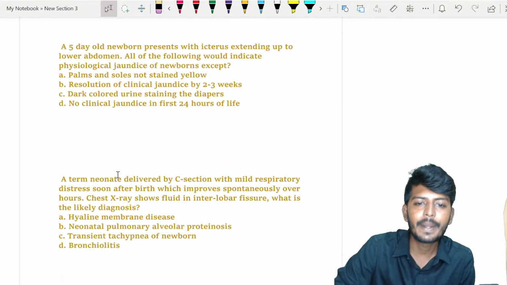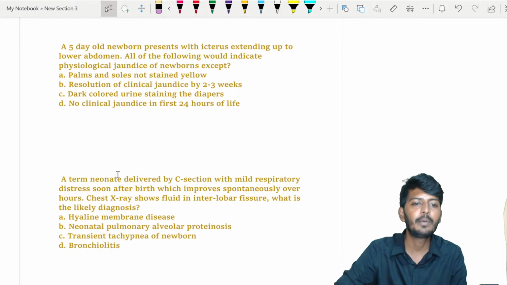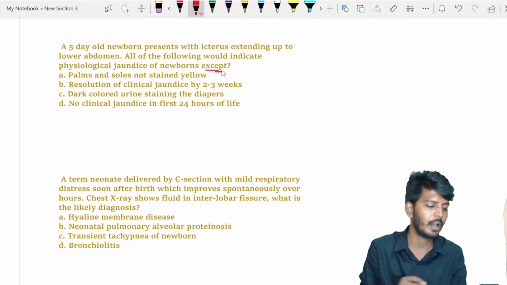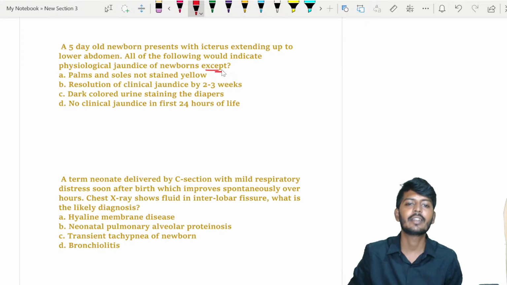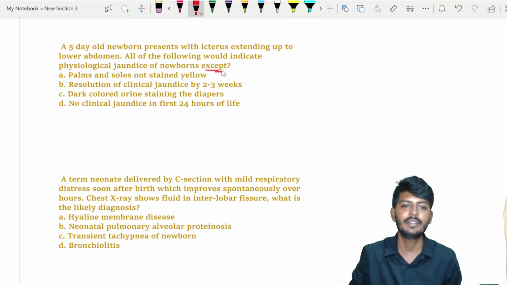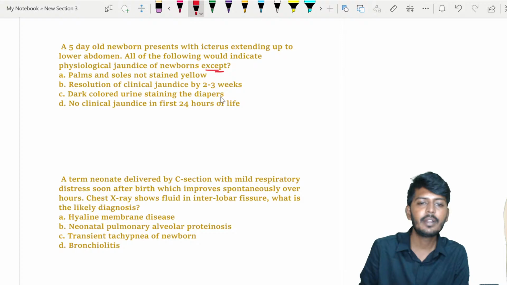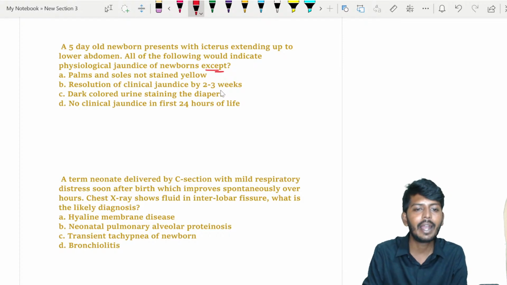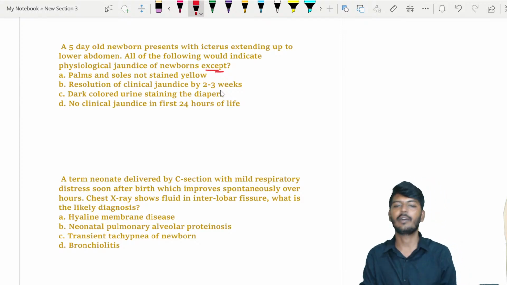A newborn presents with icterus extending up to the lower abdomen. All of the following would indicate physiological jaundice of the newborn except which one? Which one does not belong to physiological jaundice, they are asking. Palms and soles not stained yellow, resolution of the clinical jaundice by 2 to 3 weeks, dark colored urine, and no clinical jaundice in the first 24 hours of life.